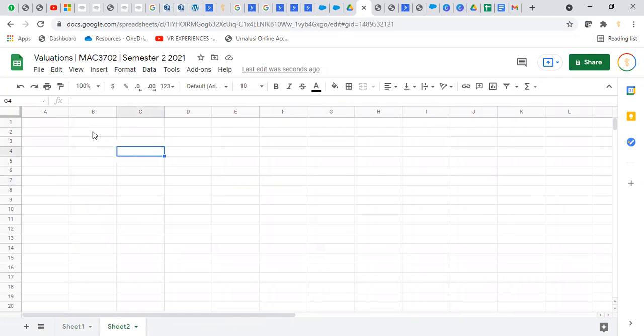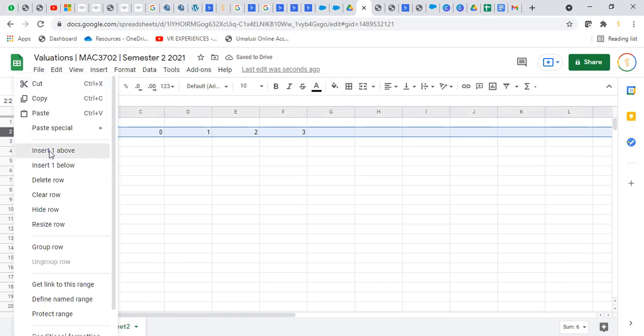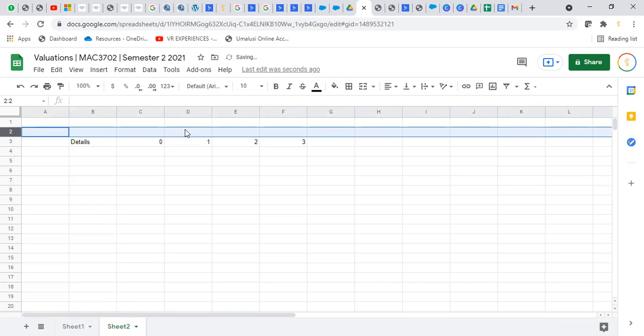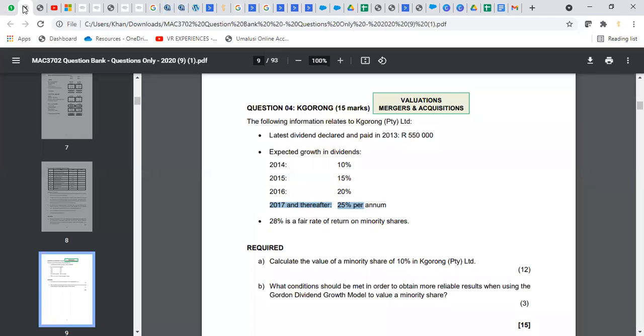So with any valuation, we would have the details, like the free cash flow or dividend growth. We'll have here the details for year 0. Then we have the explicit period, which is year 1, year 2, and year 3. So you will show your explicit period. In this case, the years were 2014, 15, and 16.